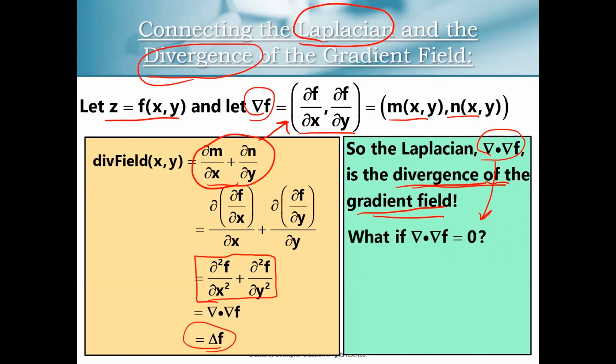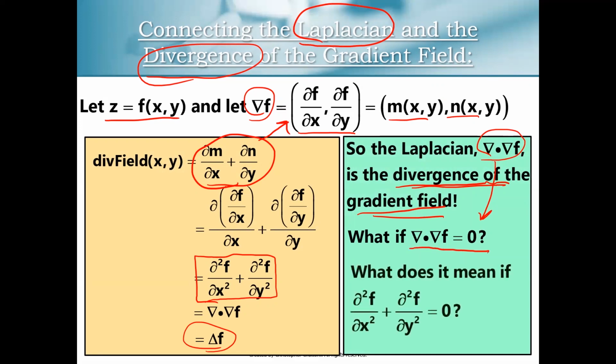Now we want to start thinking about the meaning of that though. What would happen if, say, del dot del f was equal to 0? If the Laplacian was equal to 0, what would the meaning of that be? What does it mean if d squared f over dx squared plus d squared f over dy squared is equal to 0?